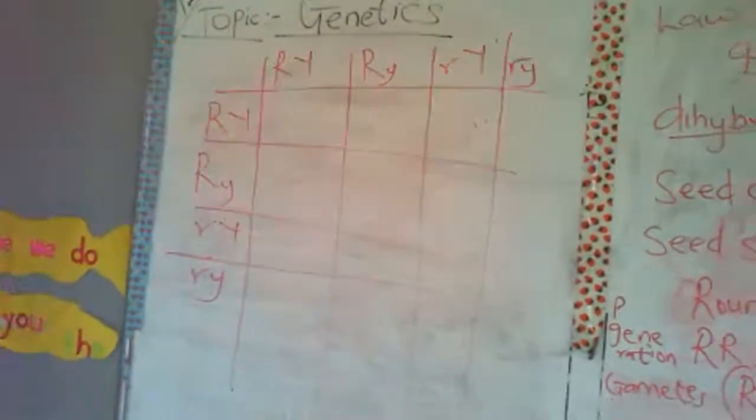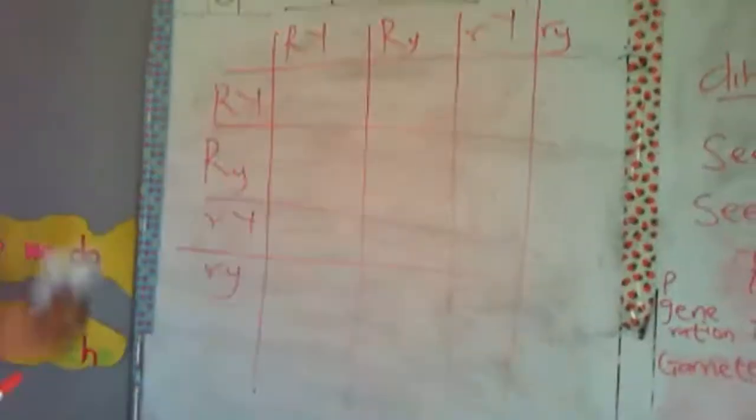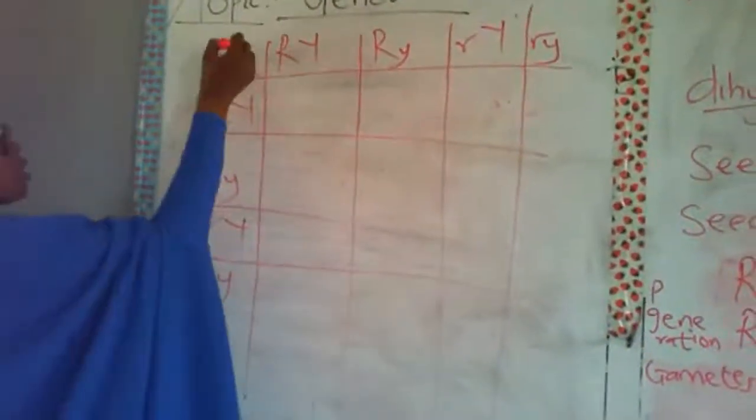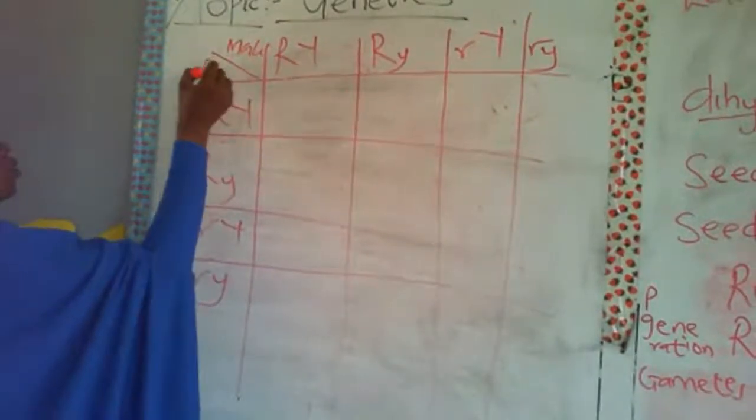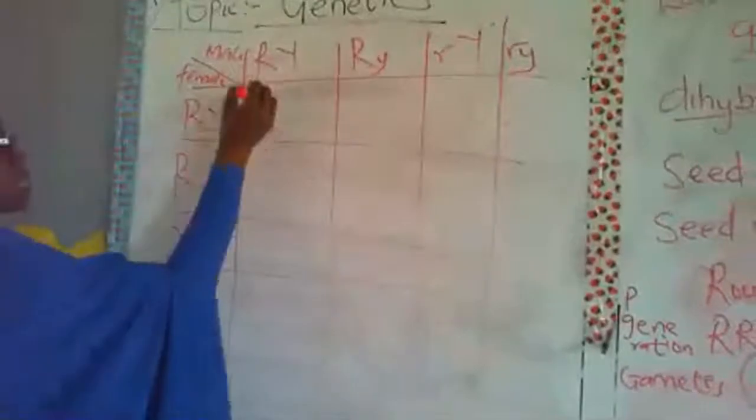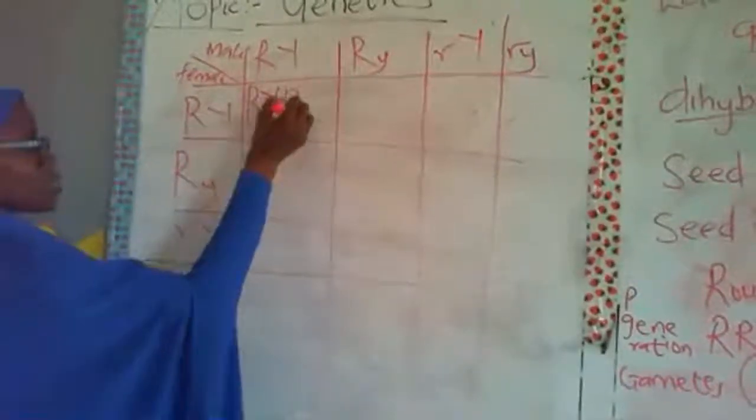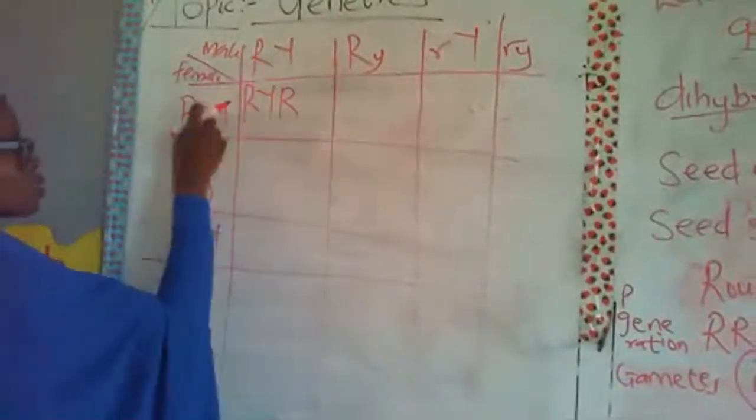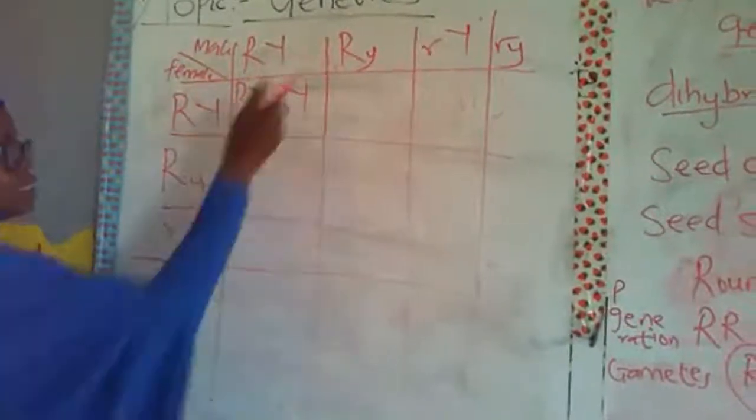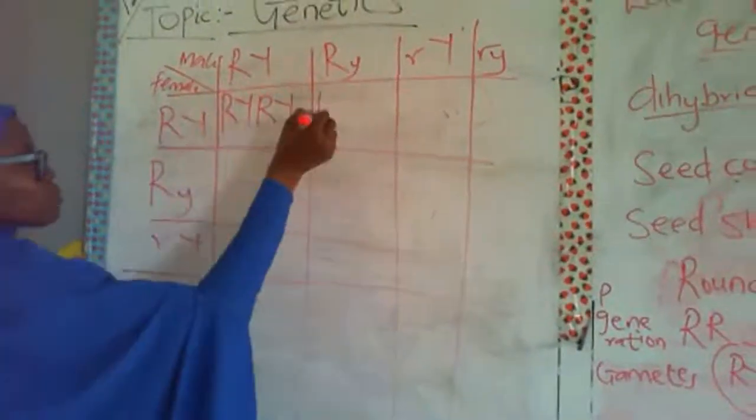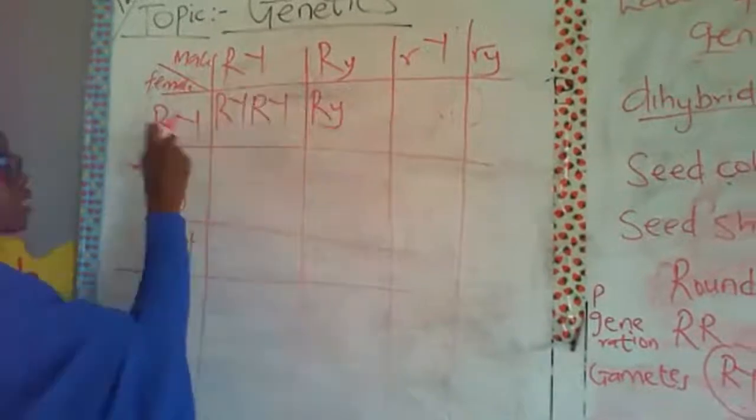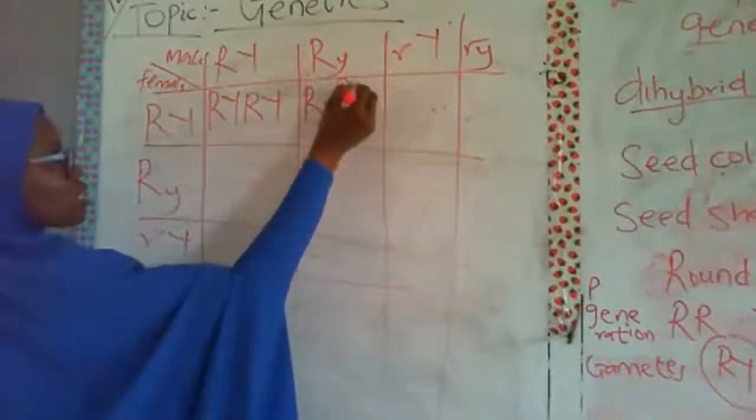Now we need to cross it together. This is crossing. So we have the male, then the female gamete. So in crossing it, we have capital letter R, capital letter Y, capital letter R. We are crossing it together this way. Then capital letter Y. This one also is crossed with this. Capital letter R, small letter Y, then capital letter R, capital letter Y.